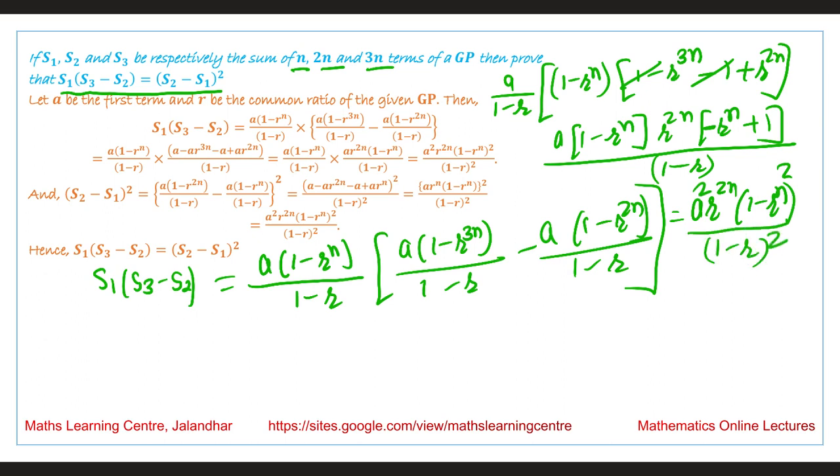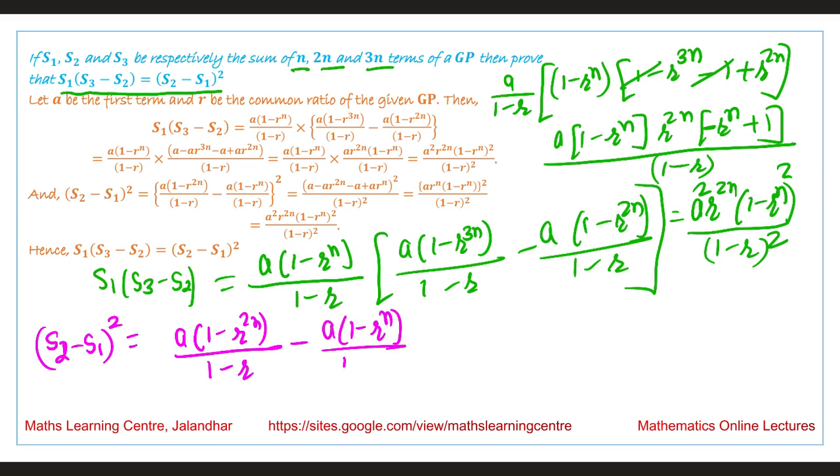Now if we talk about the term S2 minus S1 square, that is equal to a into 1 minus r raised to the power 2n, since we are talking about S2, the sum of 2n terms, divided by 1 minus r, minus a into 1 minus r raised to the power n over 1 minus r whole square.